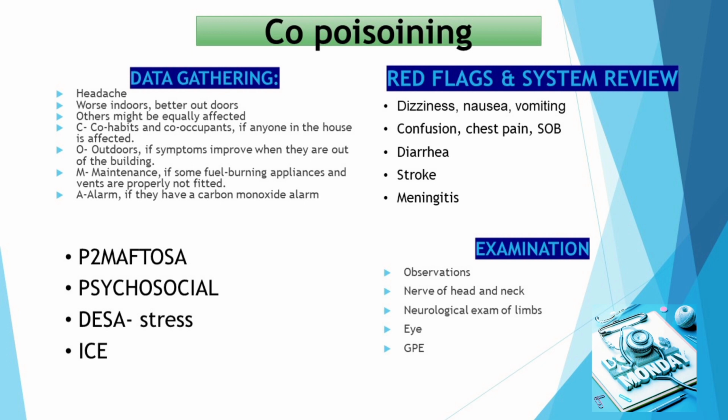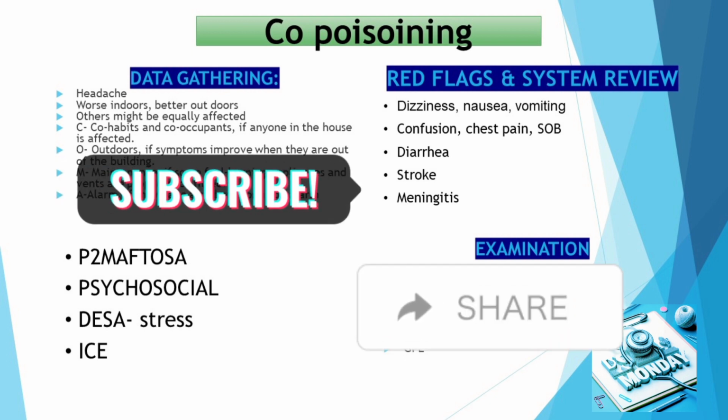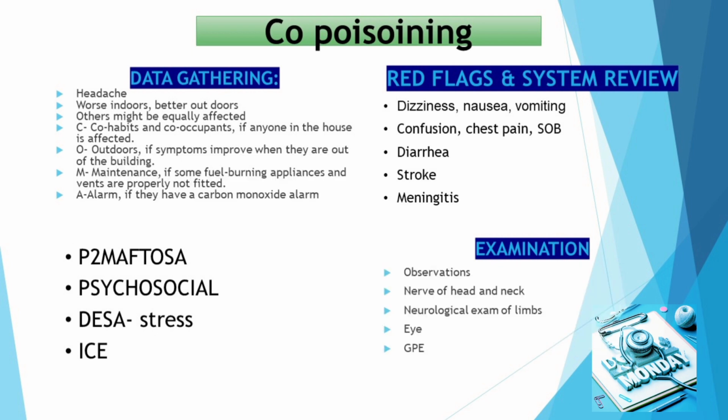Then in maftosa, as usual, past medical history, allergies, medication, family history, okay? If you have time, definitely do DESA, smoking, alcohol. Then at this point, what do you do? You ice your patient, okay? And if you haven't done your psychosocial at this point, again, this is the time to do it. Who do you live with? How are things at home? Is your housemate experiencing similar symptoms? How has it impacted you generally? So these are things you're looking out for.